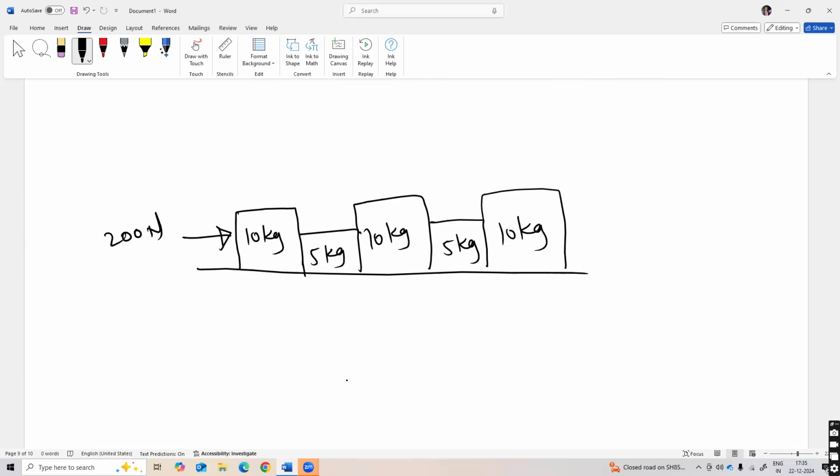So let's say this is the normal reaction between these blocks. Let's say this is N1, this is N2, the normal reaction between these two blocks. This is N3, and the last one is N4. Okay. So what they are asking is to find the acceleration and the normal reactions N1, N2, N3, and N4.